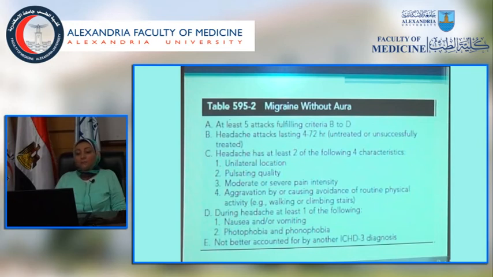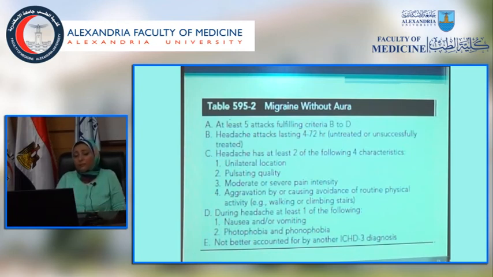And number D, during the attack of headache, the child must have at least one of the following. He would have associated nausea or vomiting, photophobia, difficulty in seeing in the light. He just wants the light to turn off. Or phonophobia, he doesn't want to hear any sounds surrounding him. He just wants to stay in a quiet, dark room, and that's it.